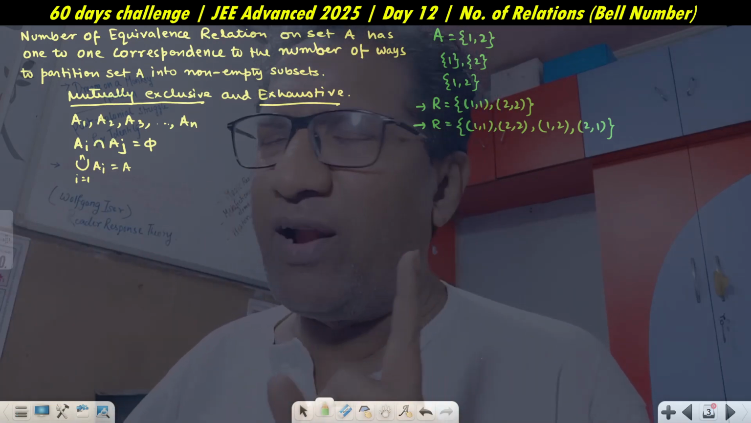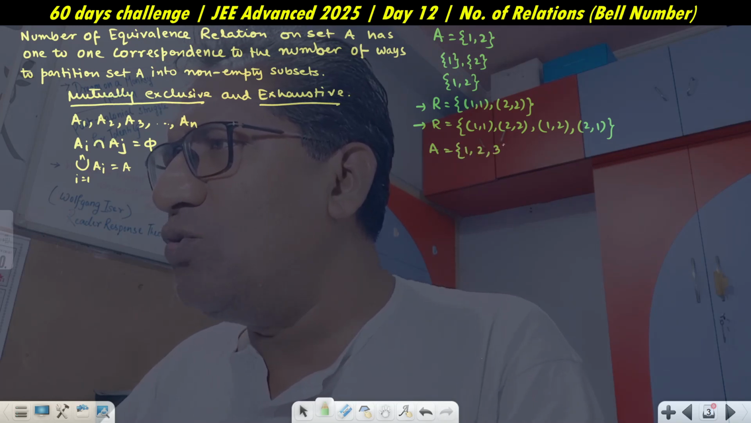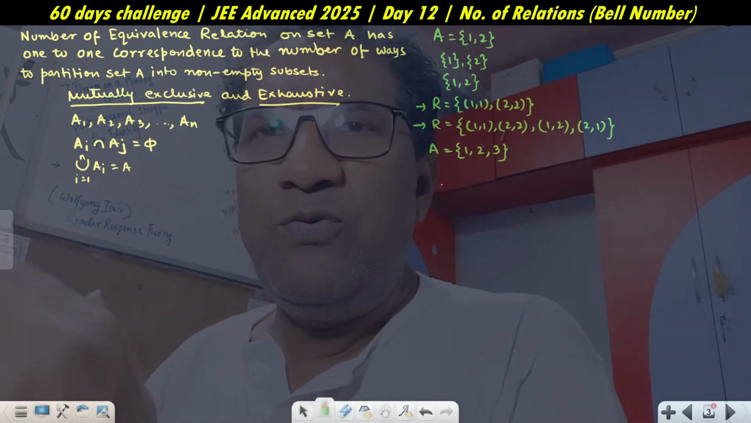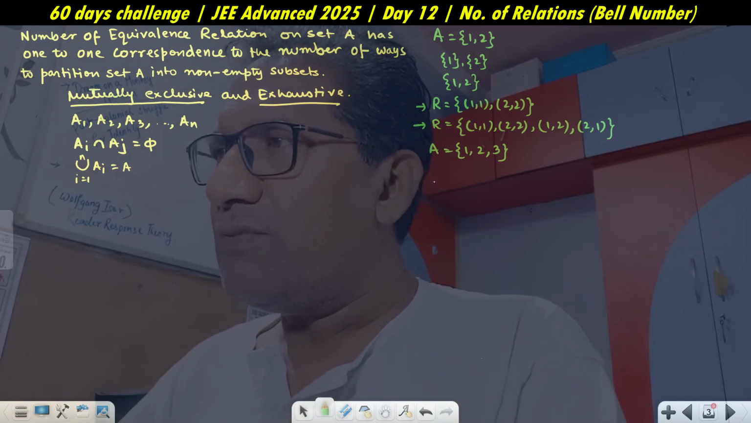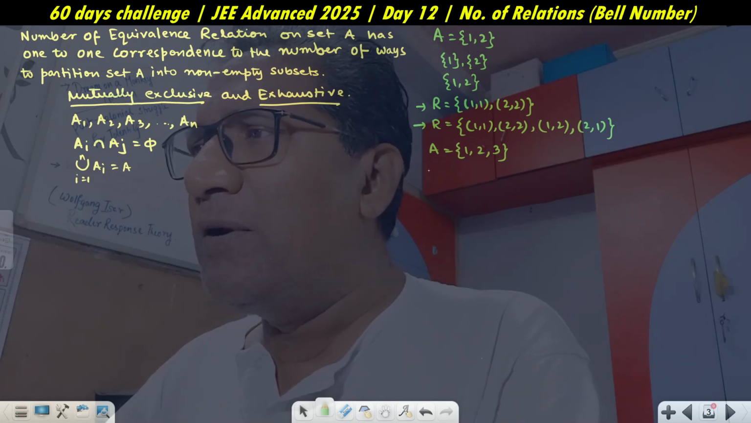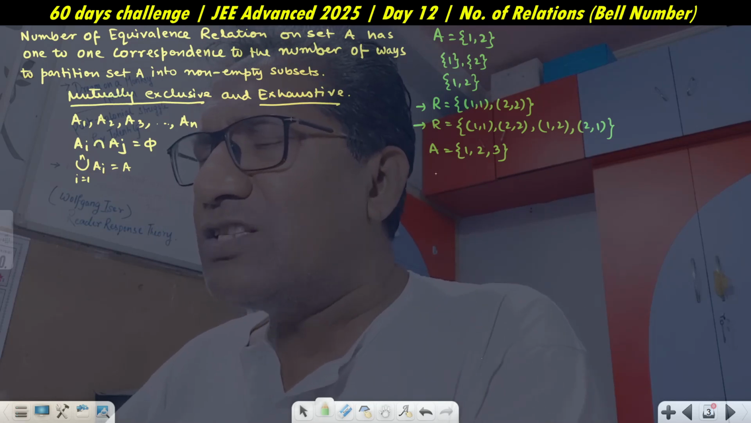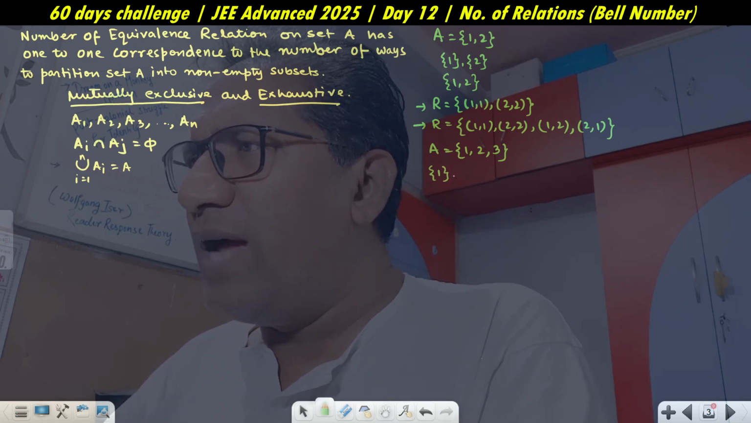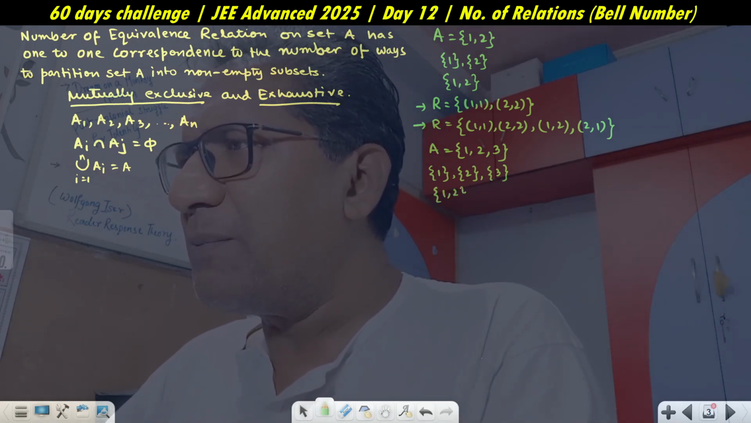I will take one more example. Let us say A is {1, 2, 3}. There are 3 elements in set A, and we are defining a relation on this set A. First we will find out how many non-empty subset partitions are possible. That is, we are partitioning this set. In how many different ways can we do that? One partition can be like this. Another one can be like this.